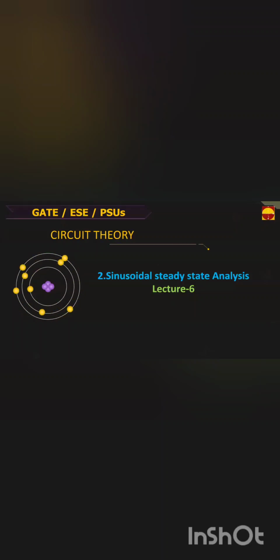Welcome to the session. Continuation of chapter 2, that is sinusoidal steady state analysis. With respect to chapter 2, I'm starting lecture 6. In the previous session, I discussed the observations from a sinusoidal AC source across a series RL circuit. A continuation of that, the next circuit is a sinusoidal AC source across a series RC circuit.